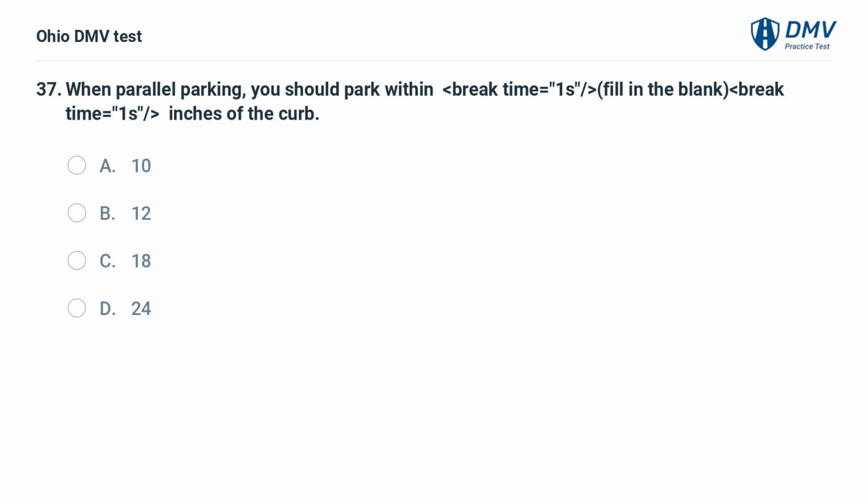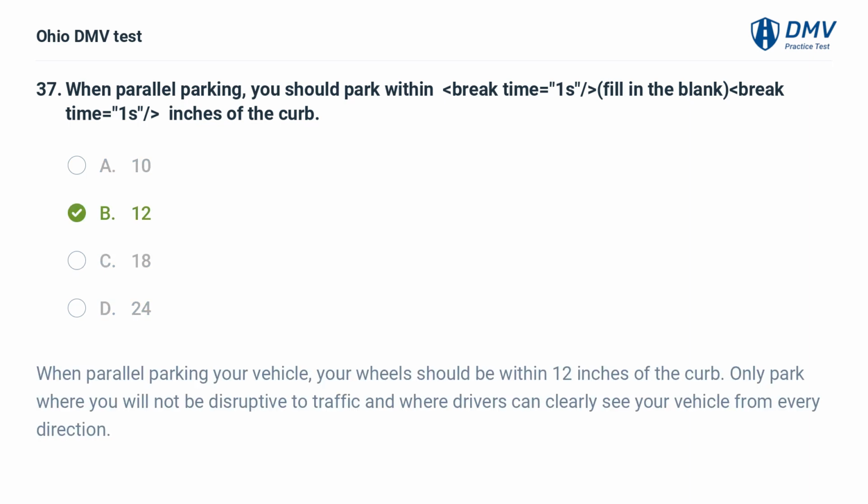When parallel parking, you should park within, fill in the blank, inches of the curb. A. 10. B. 12. C. 18. D. 24. B. 12. When parallel parking your vehicle, your wheels should be within 12 inches of the curb. Only park where you will not be disruptive to traffic and where drivers can clearly see your vehicle from every direction.